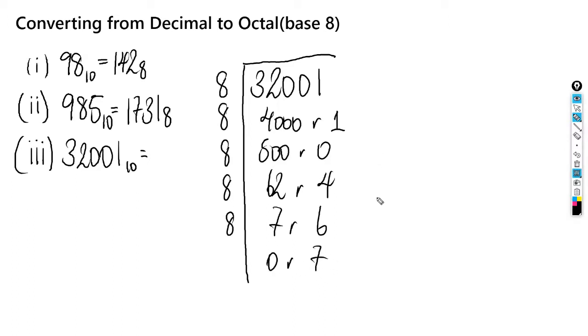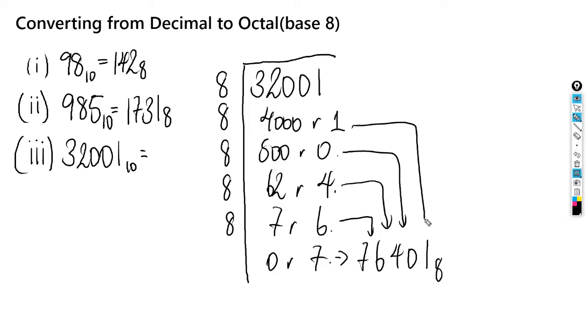So we end up with the same number. We read it bottom up, and we get 76401 in base 8. We end up with the same number we had at the beginning of the video, which is pretty awesome. So we know what we're doing is right. We're confident. So we can move on now to adding octal numbers.